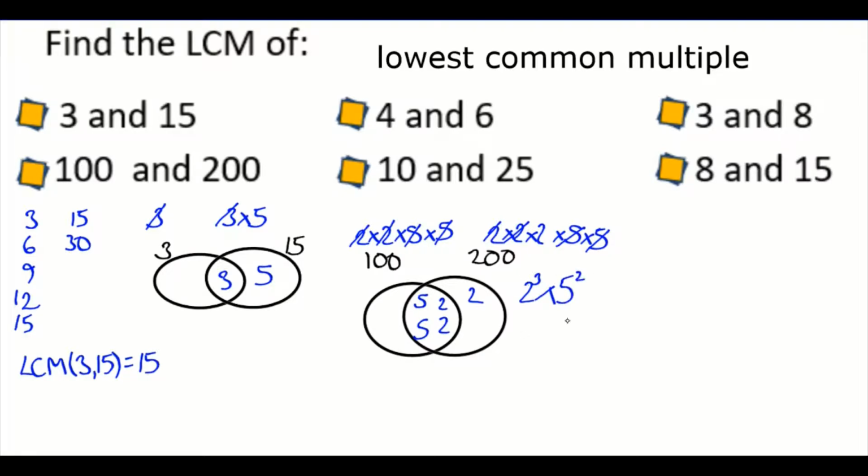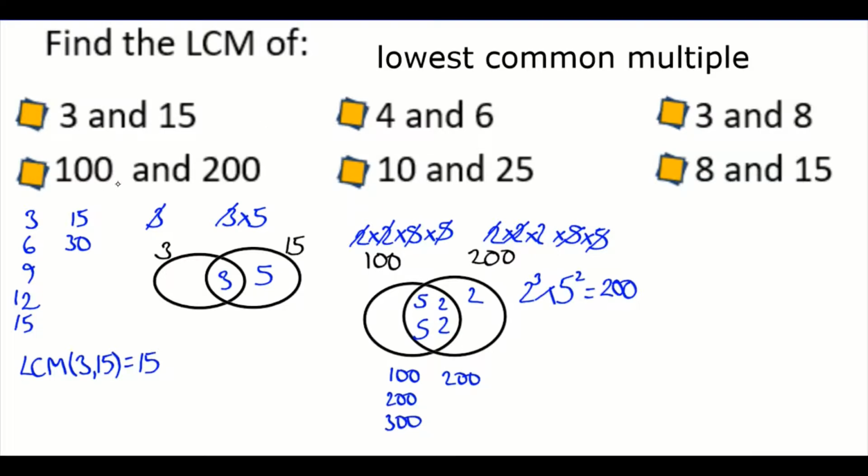So that's 25 times 8, which is 200. Now admittedly on these ones you could have probably much quicker said multiples of 100, 100, 200 and so on, multiples of 200. Oh, there we go, straight away we've got 200 on both lists. But just to show how this method actually works.